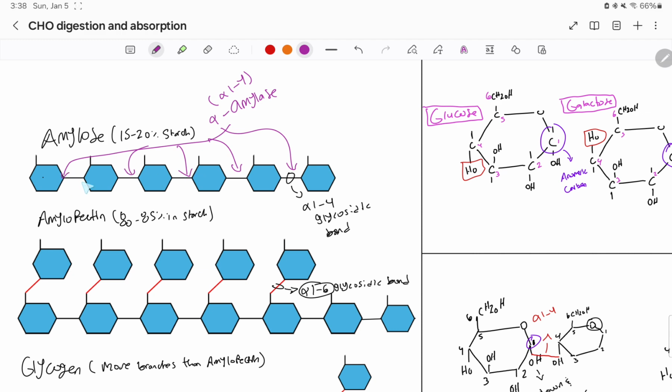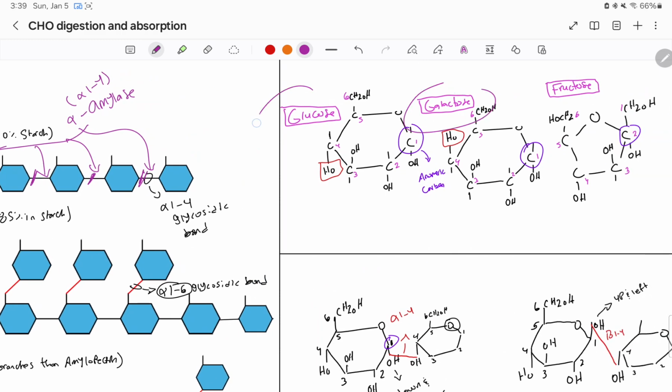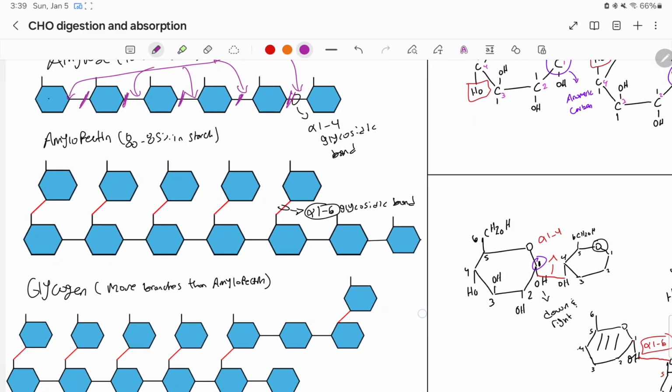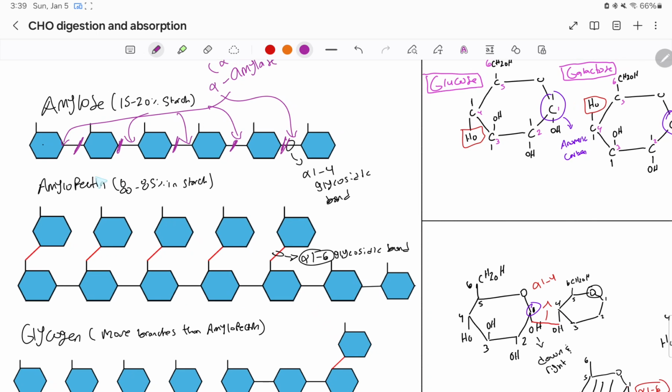And it's going to cleave every single one of these bonds. Great. That's going to give us monosaccharides. That's what we want, right? Because when we're digesting and absorbing, we can't actually absorb large polysaccharides. We can only absorb monosaccharides like galactose, like glucose, like fructose. So that's what we want. So how do we do that? We have these enzymes come and cleave these alpha-1,4 bonds.